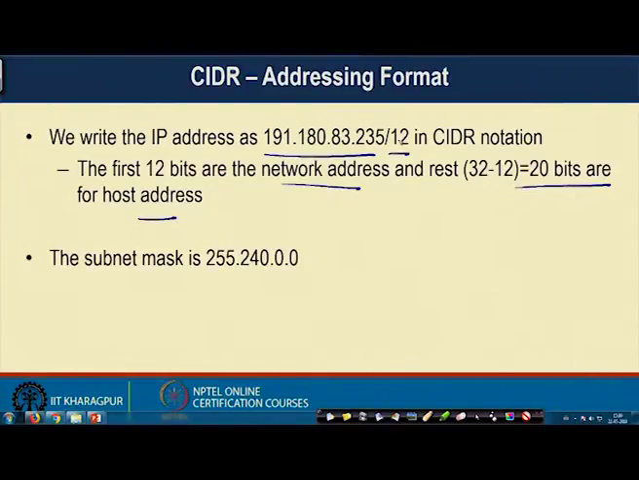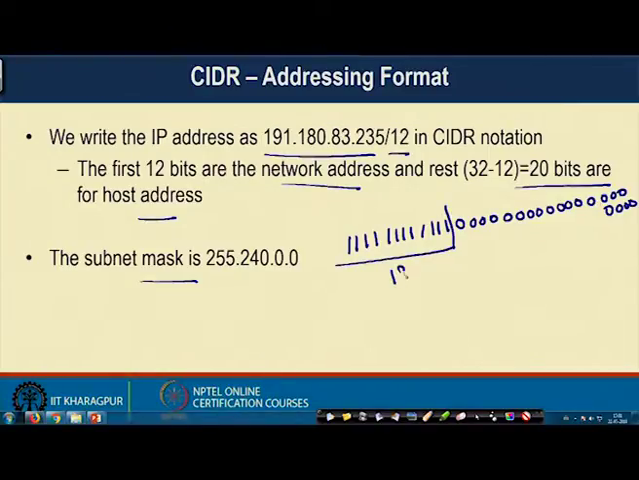The first 12 bits are the network address, which means my subnet mask would have the first 12 bits as 1, and the remaining bits, another 8 bits and so on, will be 0. So, I will have the first 12 bits as ones in the subnet mask, and the remaining 20 bits are zeros. This determines that the first 12 bits denote my subnet IP.